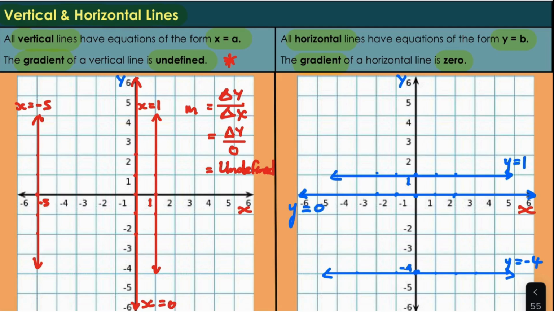How is it that the gradient of a horizontal line is 0? Let's look at our slope formula. In all of these horizontal lines, the vertical change, the change in y, is 0. And we have 0 divided by the change in x, but we know that 0 divided by anything is 0. And that is why the gradient of a horizontal line is 0.